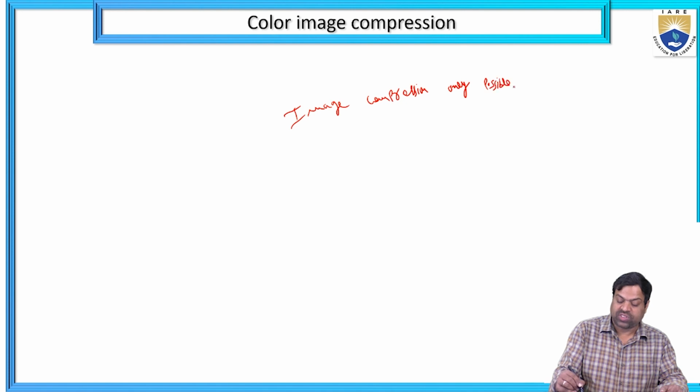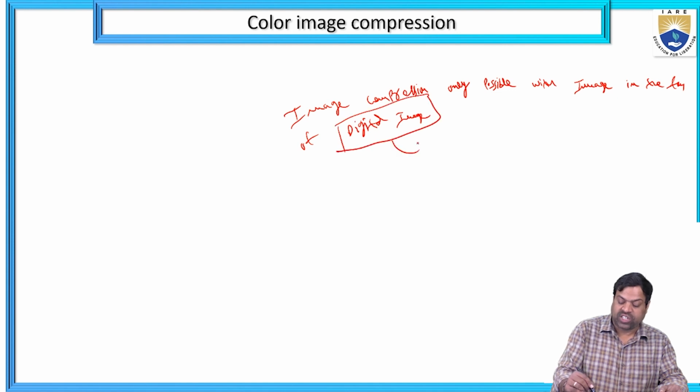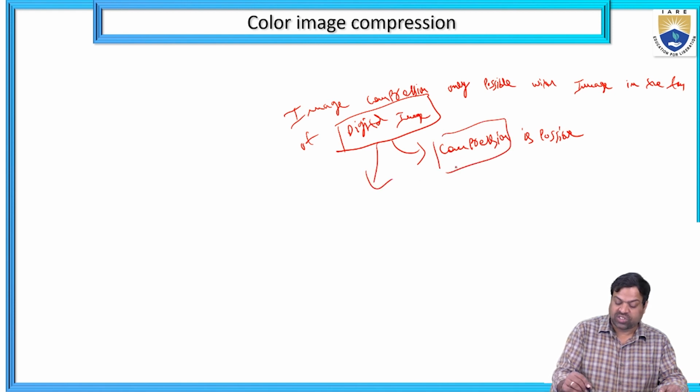Compression is only possible when the image is in the form of a digital image. So when the image is a digital image, then compression is possible. Digital image compression is of two types. The first one is lossy compression. The second one is lossless compression.